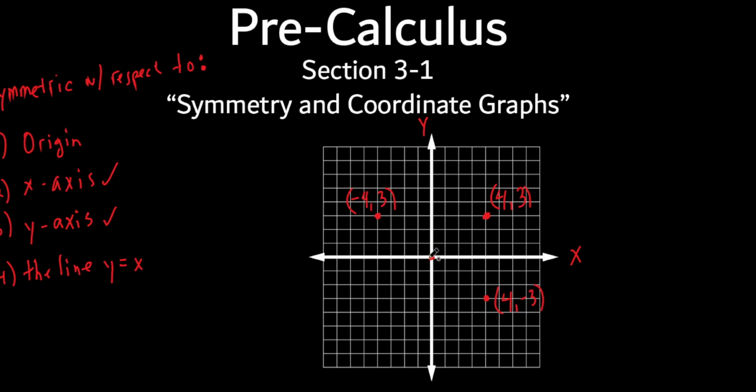So where would that point be? Negative 4, negative 3. It would be right there. Negative 4, negative 3. This one is with respect to the origin. Okay, it's symmetric with respect to the origin, or symmetric about the origin, or symmetric with the origin. Again, people use different phrases for all of that. We good with that? All right.